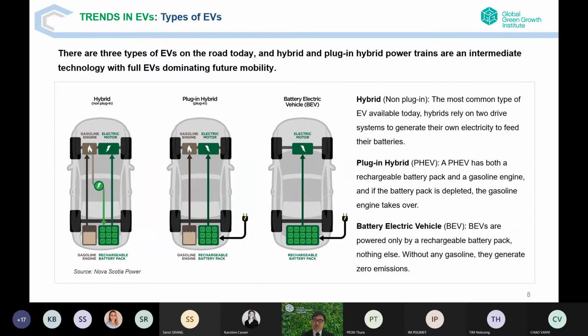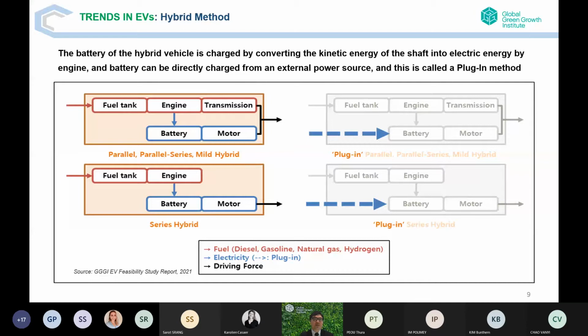If you look at the hybrid method, the battery of the hybrid vehicle is charged by converting the kinetic energy of the shaft into electric energy by the engine, and the battery can be directly charged from an external power source. This is called the plug-in. So there are two types of hybrid: just hybrid and plug-in. And within the hybrid there are two types, parallel and series. And plug-in also has parallel and series.